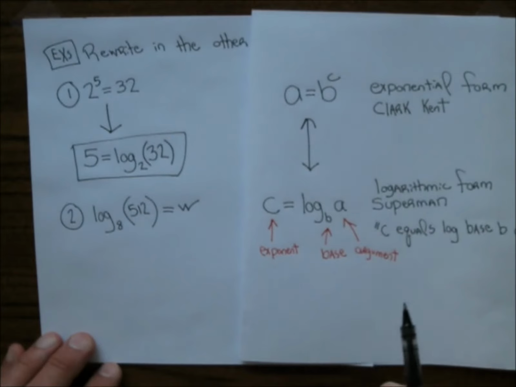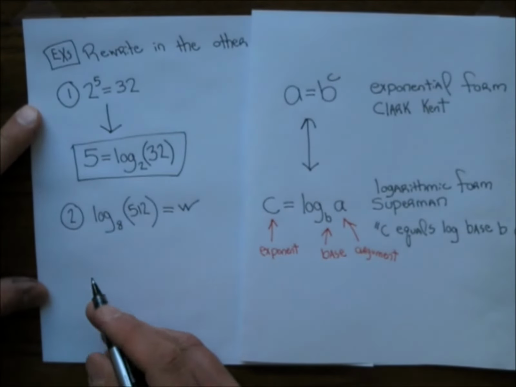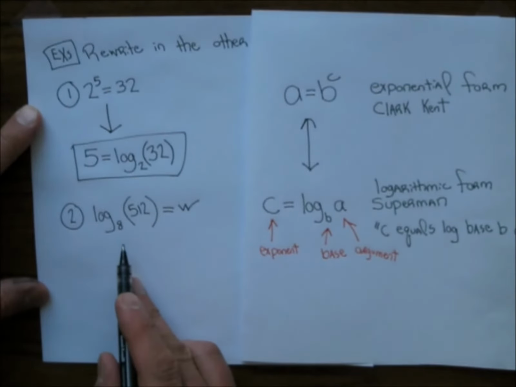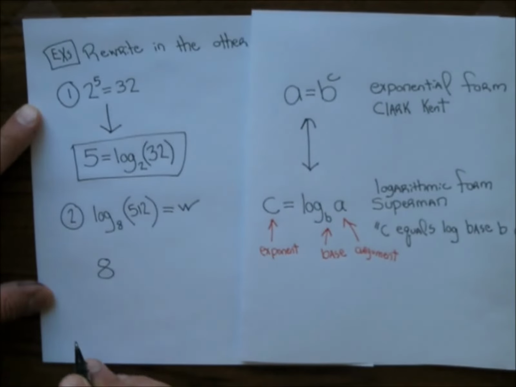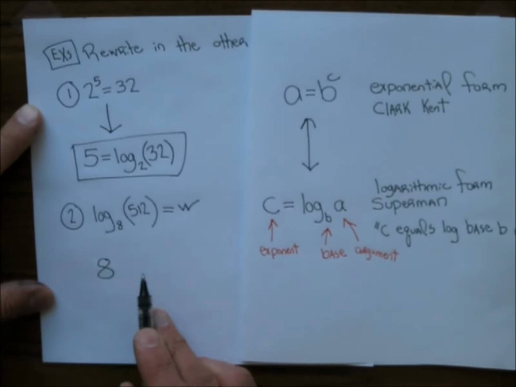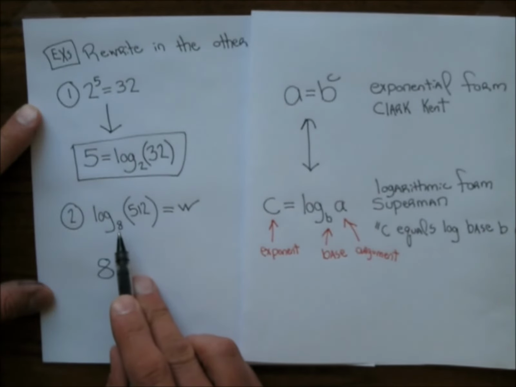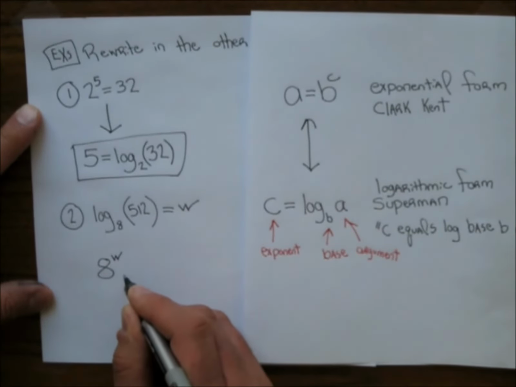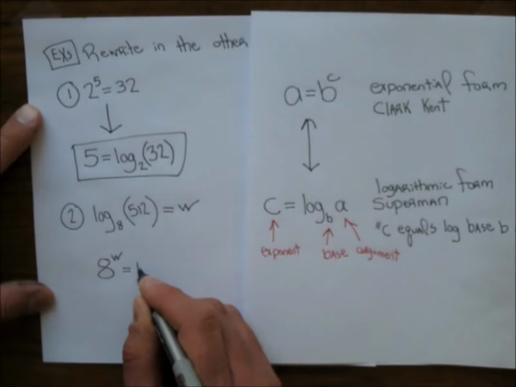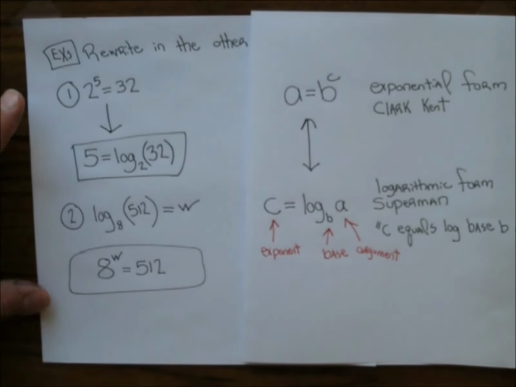So the way I begin doing something like this is I start off with who's in the basement. What's the base? The base is 8. The exponent is going to be, it's not what you think. If you're first seeing this, this almost looks like this guy's exponent. That's not going to be the case. The exponent is W, and this is going to equal the argument. And so that's how you do these problems.